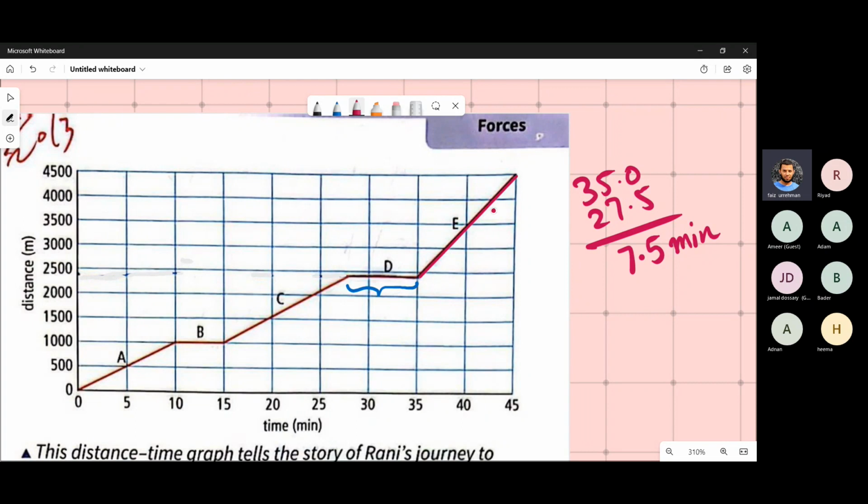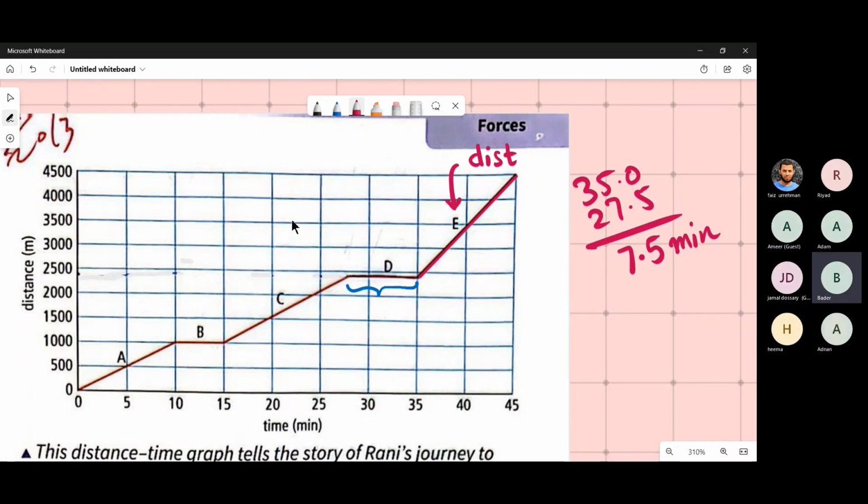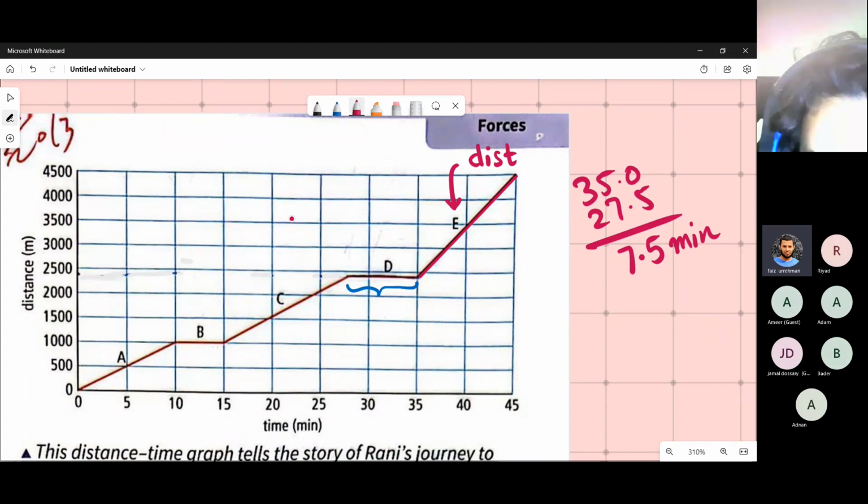and then he took the final part of his journey, which was how many meters? Badr, this time. In the E duration, what was the distance traveled in the E duration only? Yes, tell me the steps. What is the distance traveled? 3,500. How can you tell me?